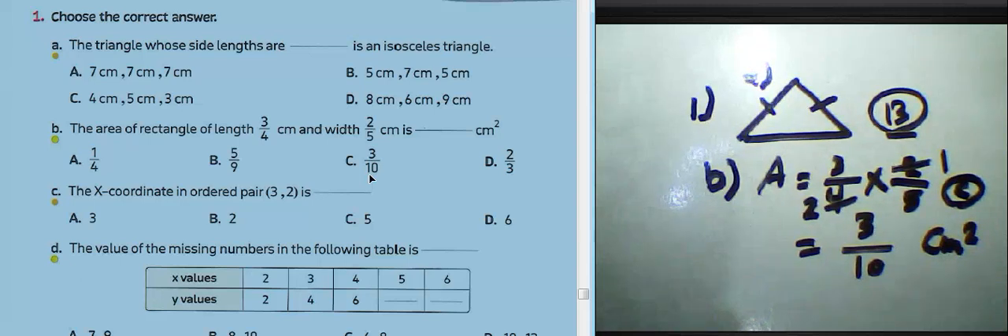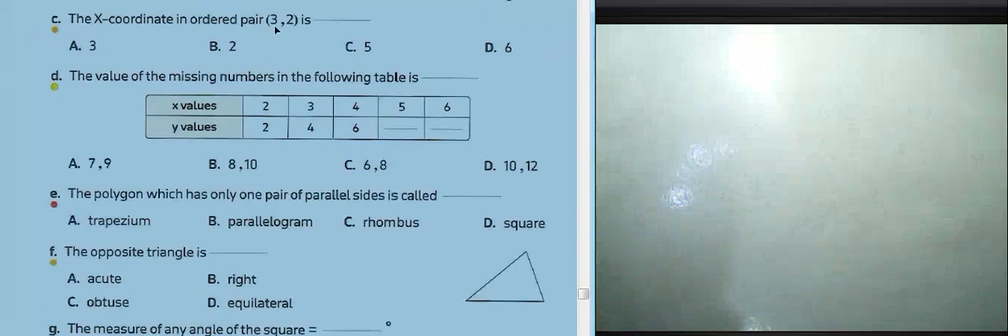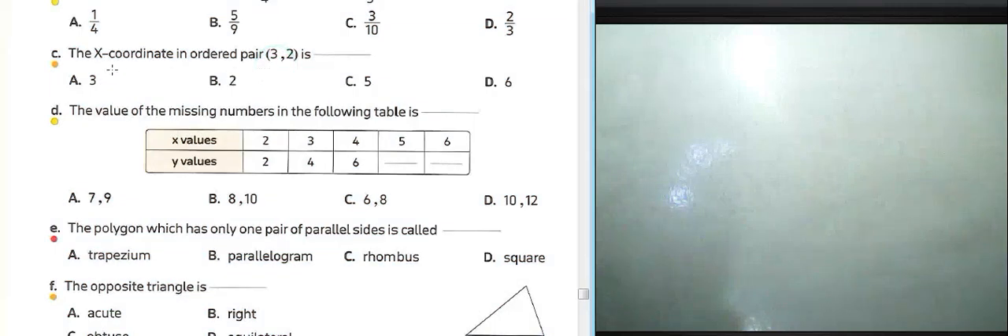Question C. The x coordinate in the ordered pair 3 and 2 is. He asked about what? The x coordinate. Look here. 3 is the x coordinate and 2 is the y. So the x coordinate of the ordered pair 3 and 2. We must choose letter what? Choose letter A. Letter A.